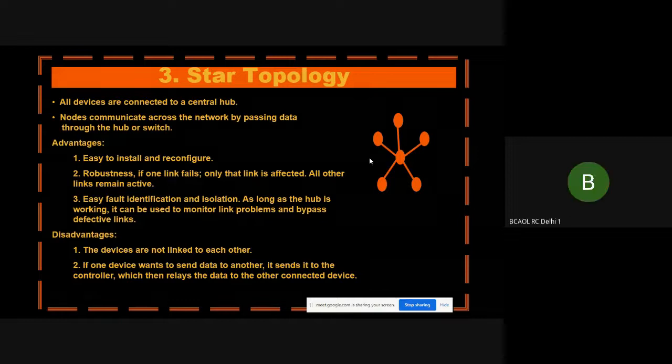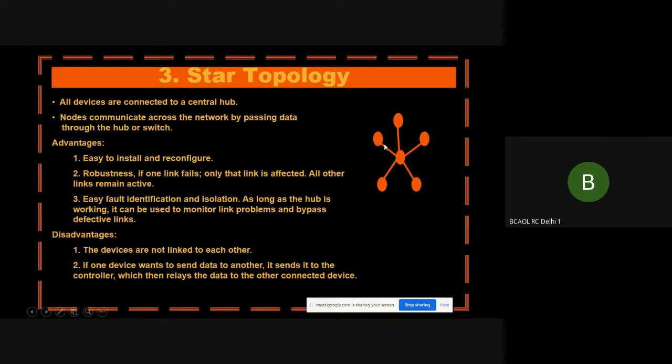And what the disadvantages are: the devices are not linked to each other directly. They are linked with the central hub. They have to go from the central hub. If one device wants to send data to another, it sends it to the controller, which then relays the data to the other connected device. Right. So from the central point, it has to go. So that is a disadvantage. Maybe a security disadvantage will be there because you don't have a direct connection to the other device. Otherwise, it is good, and generally in small organizations the star network is used.